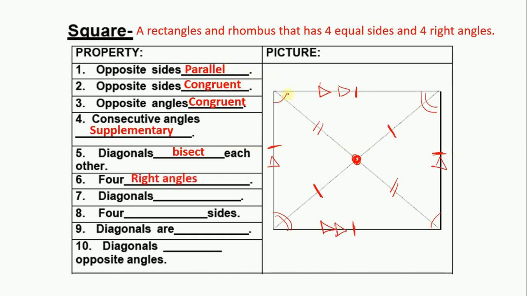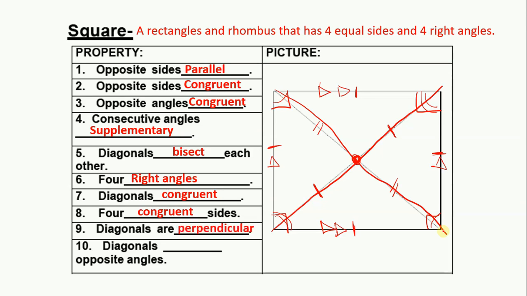We have 4 right angles now. So just like our rectangle, we have right angles in the corner. Diagonals are congruent, so that means this entire side is congruent to this entire side as well. 4 congruent sides, because it is in fact a square. Diagonals are perpendicular, just like inside of a rhombus, so this is all right angles inside there. And then diagonals bisect opposite angles, just like they did in a rhombus as well.